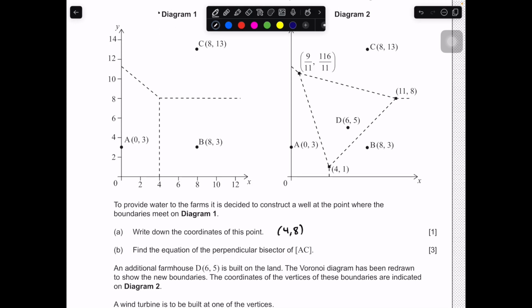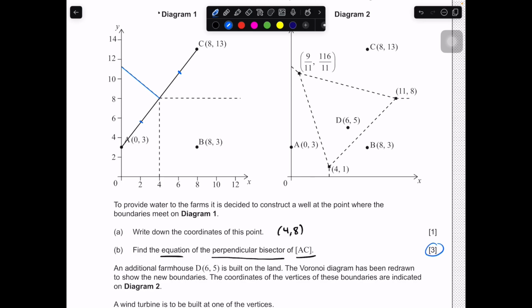Alright, find the equation of the perpendicular bisector of AC. Perpendicular bisector means that if we have some line connecting A and C, we are looking for the line that is perpendicular and that cuts this exactly into halves. So, perpendicular bisector of AC, 3 mark question.